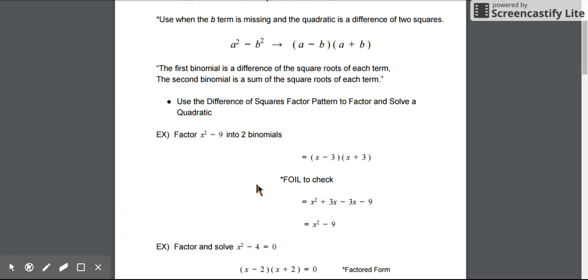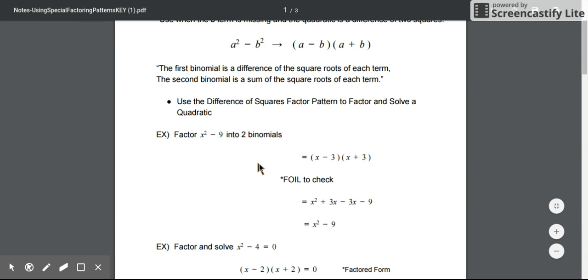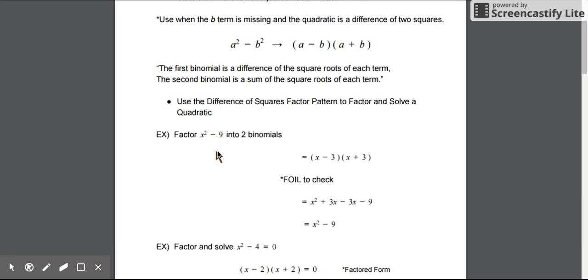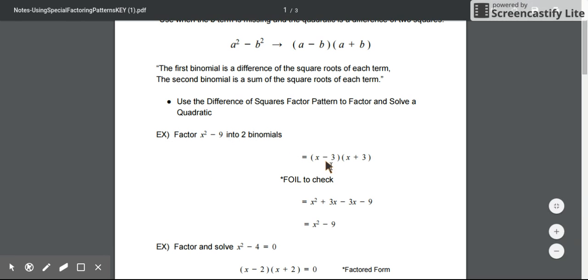Now, this special factoring method is not the only way to get to this factored form. We could have used our x factor technique that we learned a couple videos ago. Factors of negative 9 that add up to 0 are negative 3 and positive 3. So the x factor method could still get us the factored form, but if you can recognize the difference of squares, then you save yourself a couple steps.